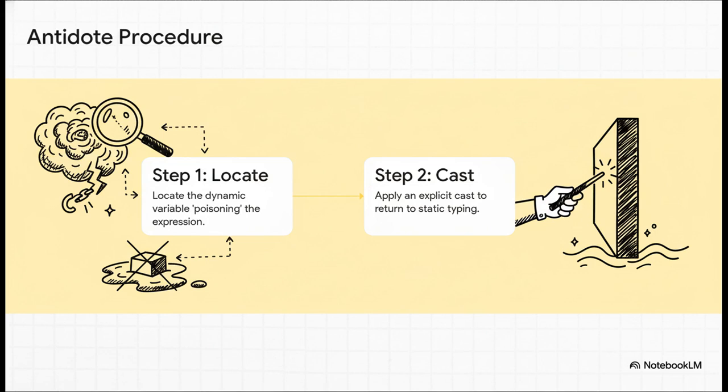Step 1, find the dynamic variable that's causing all the trouble. Step 2, slap an explicit cast on it. You're basically telling the compiler, hey, chill out. I know this looks dynamic, but I'm telling you right now it's an int. That's it. The infection is broken, and you're back in the safe world of static typing.